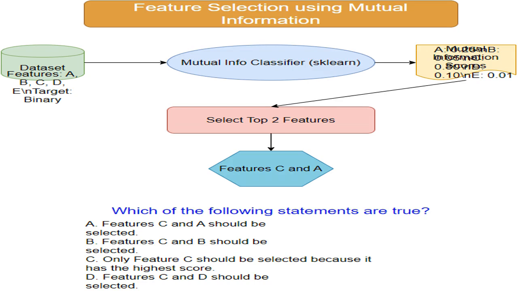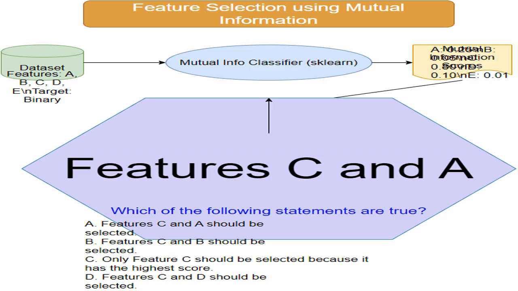The higher the score, the better the feature. Based on the scores, features C and A are the top 2, as C has the highest score, 0.80, and A has the second highest score, 0.25.